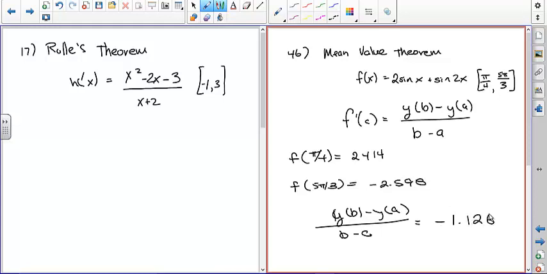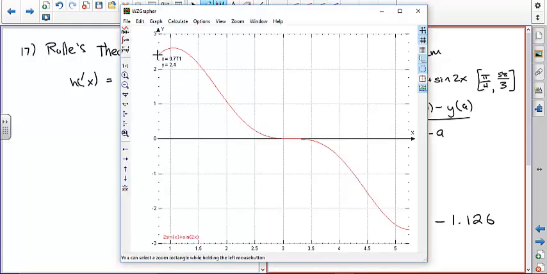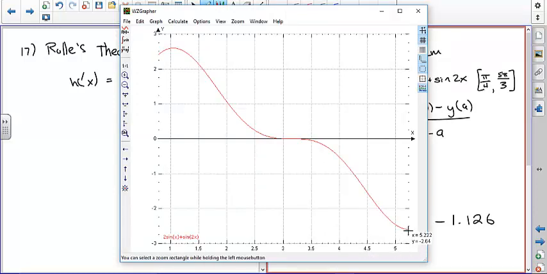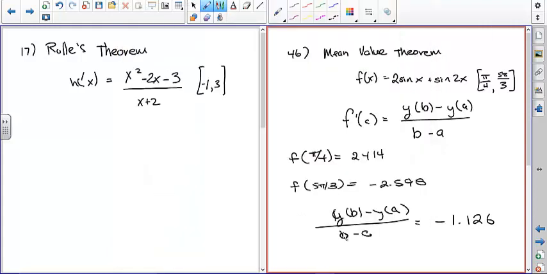Okay. Does anybody get that answer? Yeah. Okay. So the value of the function at pi over 4, if we look at the graph, you can see here it's 2.414, and the value of the function at 5 pi over 3 is negative 2.5 something. It says negative 2.6. So we're in good shape.